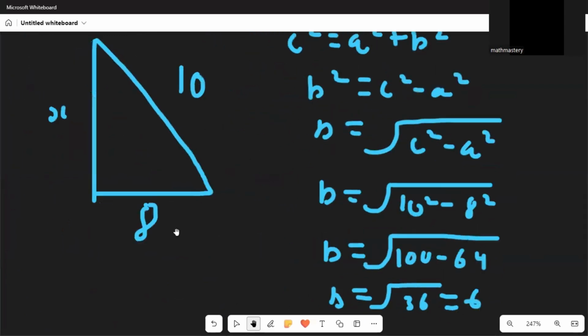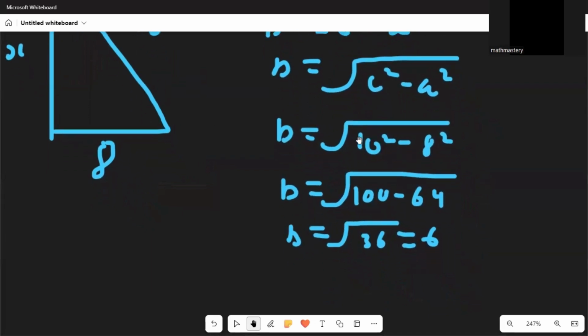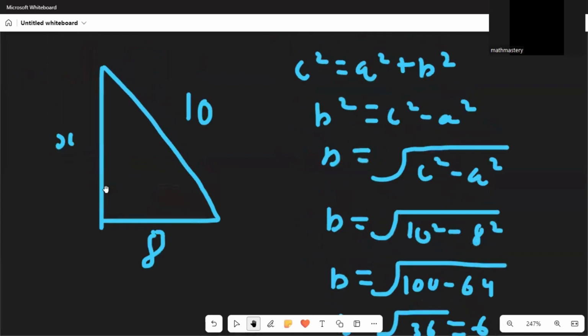Then we can sub in our values. A here is this 8, and 10 is the C, the long side. So subbing that in, we get B equals the square root of 10 squared minus 8 squared. That's the square root of 100 minus 64, which is the square root of 36, which is 6. So this shorter side is 6.